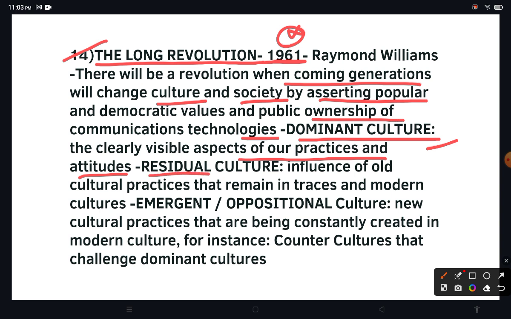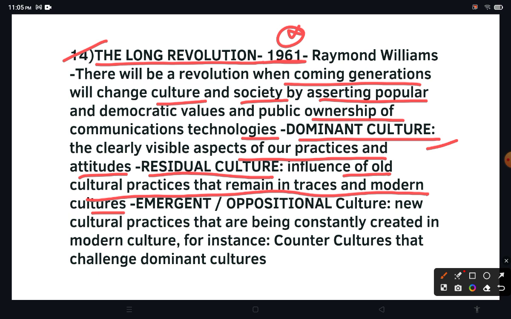And what is residual culture? Residual culture is the influence of old cultural practices that remain as a trace in modern culture. Bengalis are always very much habituated with the Tagore song. There are some singers and artists who want to sing Tagore's song as it is, as Tagore wrote it. They do not allow even a little change. So they are the dominant culture, because Tagore was very important and they did not allow you to change a single thing. But these are the old culture.